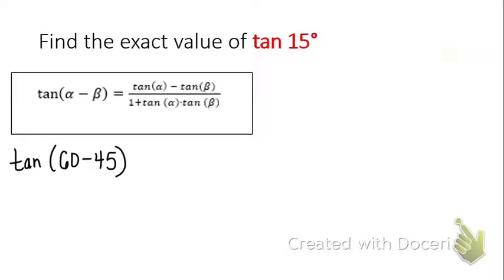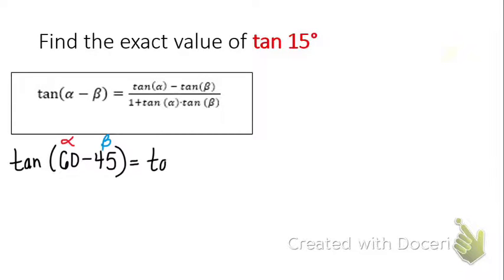But like I was saying, you could do 45 minus 30 also. So alpha is 60, beta is 45. So let's go ahead and fill it in. Every place where you see an alpha, we're going to put a 60. Every place where we see beta, we're going to write 45.